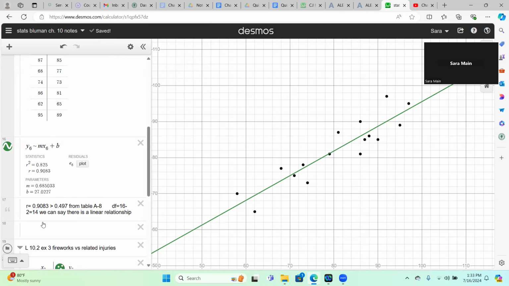Now, since we know there's a linear relationship, we can use this equation to make some predictions. So we are going to write on our paper y equals, and then our slope is 0.69. We'll just round to 2 decimal places. So here's our slope in the equation that it modeled for us. And then I'm going to round my y-intercept to 1 decimal place. So y equals 0.69x plus 27.0.